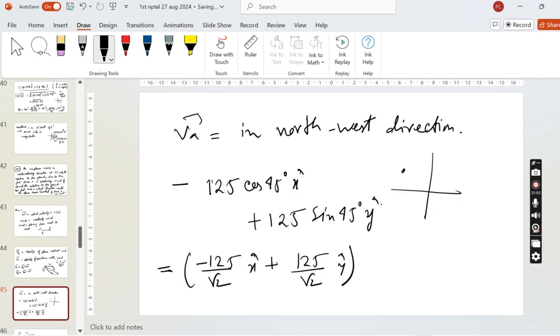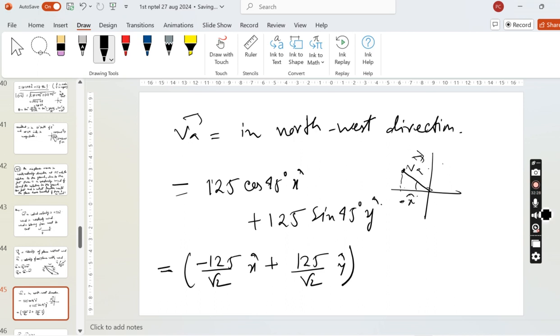So we know W is plus 50x and VA is in a northwest direction. So here it has a minus x projection, or the projection is minus x axis and positive y axis, and the angle it is making, it has been said that it is in northwest direction, so it is making 45 degrees.